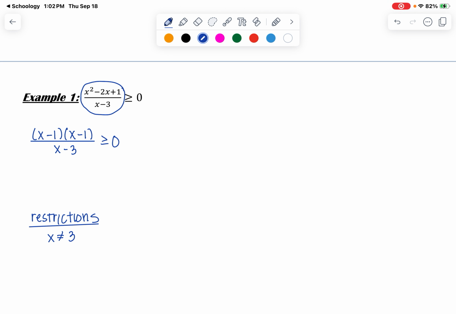So my restrictions, still x can't be 3. And then my critical values, or my zeros, okay, are x equals 1. And x equals 1, which I'm not going to write twice because it's just 1. All right, so now you're going to take those numbers, you're going to put them on a number line.